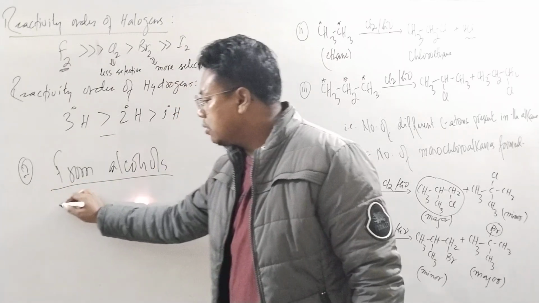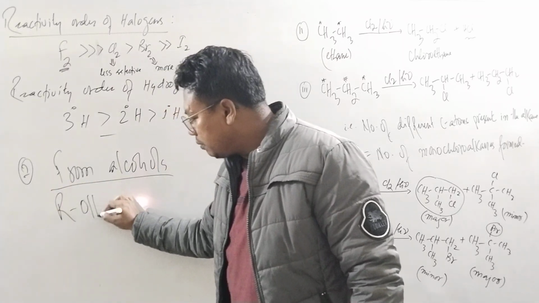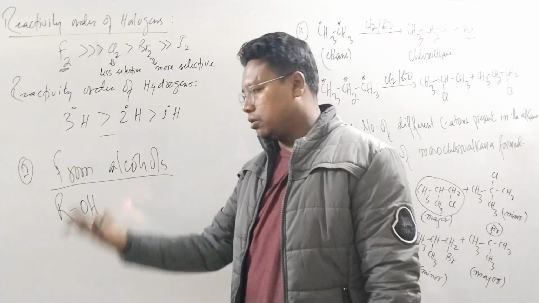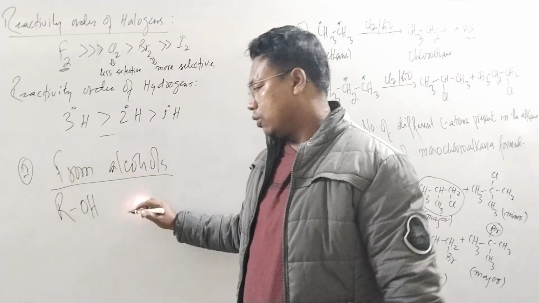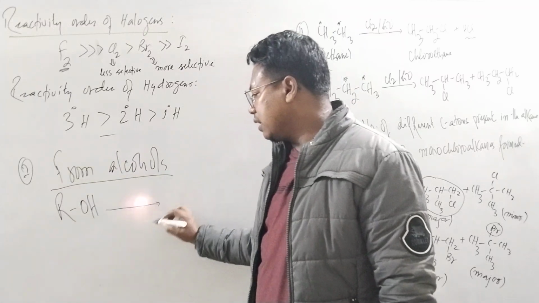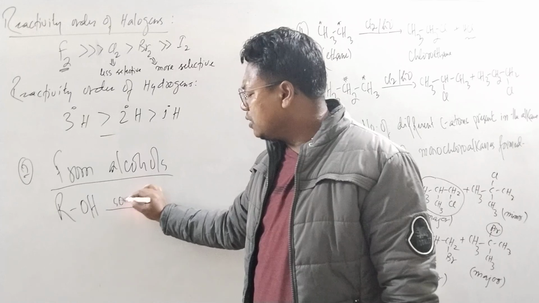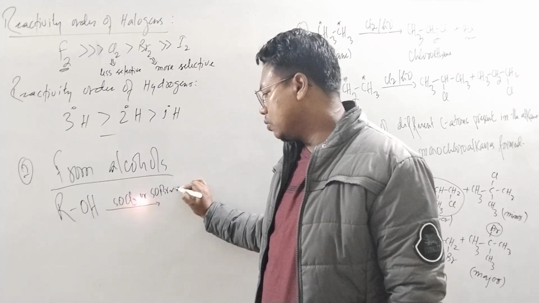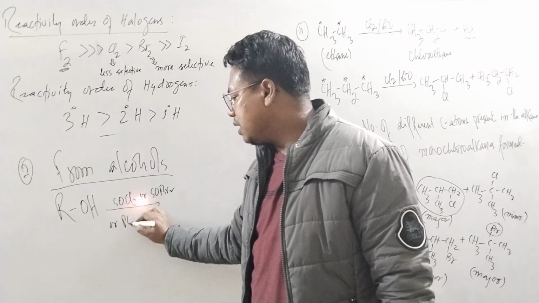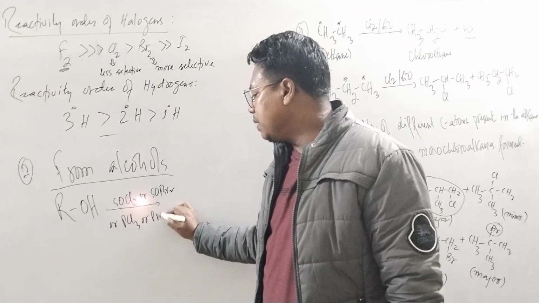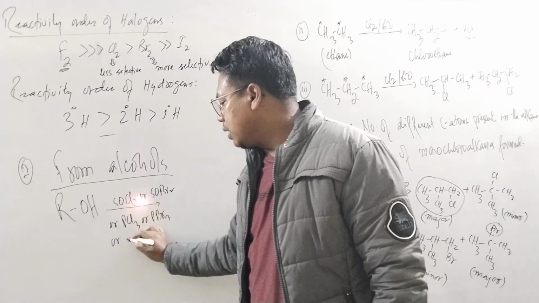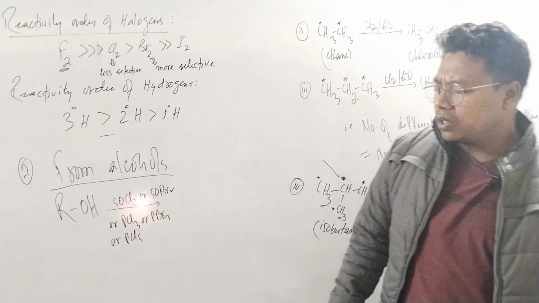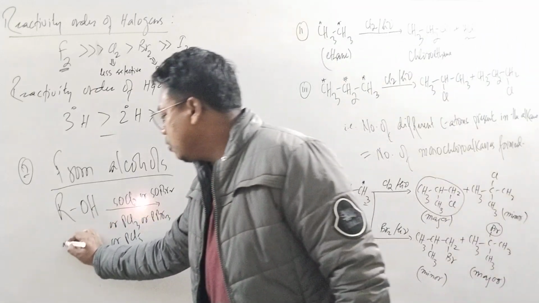Okay, alcohols are generally represented by ROH. R is again the alkyl group, OH is the functional group of alcohol. When this alcohol is reacted with SOCl2, or you can write SOBr2, or PCl3, or PBr3, or PCl5, like this. There are so many reagents to convert alcohol into haloalkane.